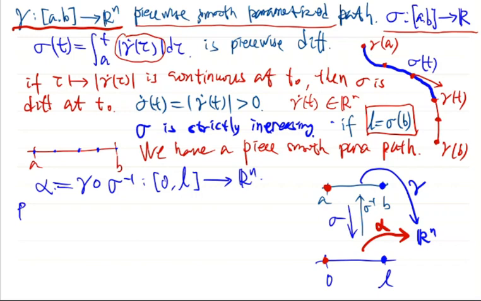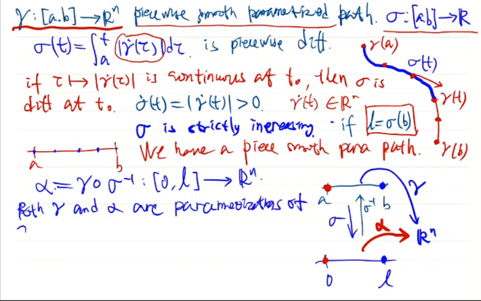So both gamma and alpha are parametrizations of the same curve. C is the image of gamma, and also the image of alpha. But the domains of definition of these two parametrizations are different. Okay, so this alpha is what we said is parametrized by arclength.